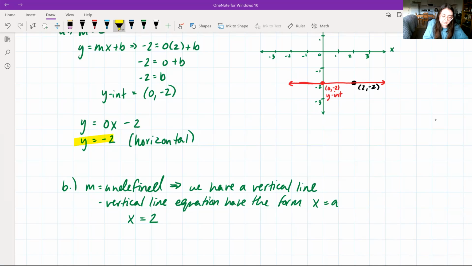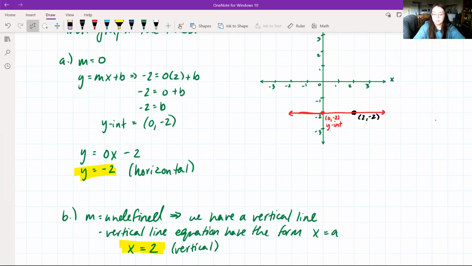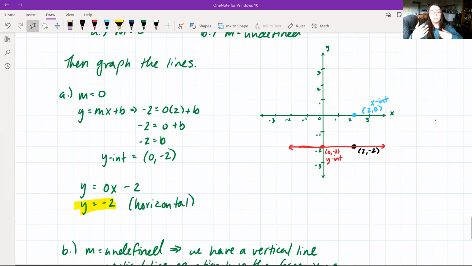And we can go ahead and highlight these equations that we have. We'll go ahead and plot this in blue. So if x is equal to 2, then this means that our x-intercept is going to be at (2, 0). This is our x-intercept. And we draw our vertical line going through our point, which was (2, -2). Let's just draw over that again.